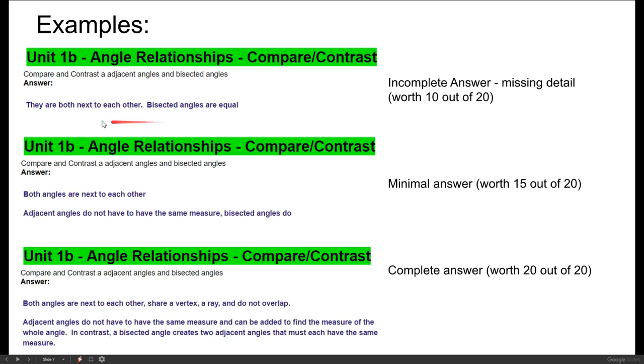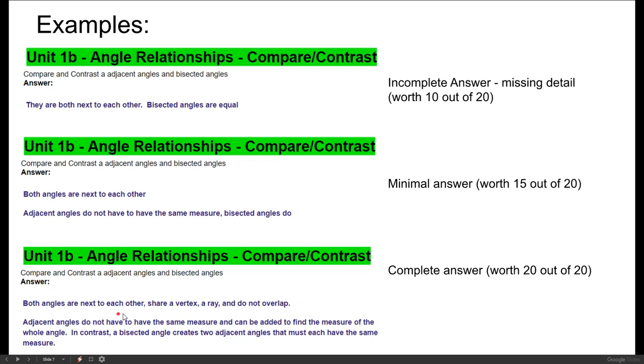So for my incomplete answer, they're next to each other, bisected angles are equal. Okay, so I do have a small compare, I do have a small contrast, but it's not complete, and so it's only worth 10 out of 20 points. Here, both angles are next to each other. Adjacent angles do not have to have the same measure, but bisected angles do, so again, a minimal answer worth 15 out of 20.